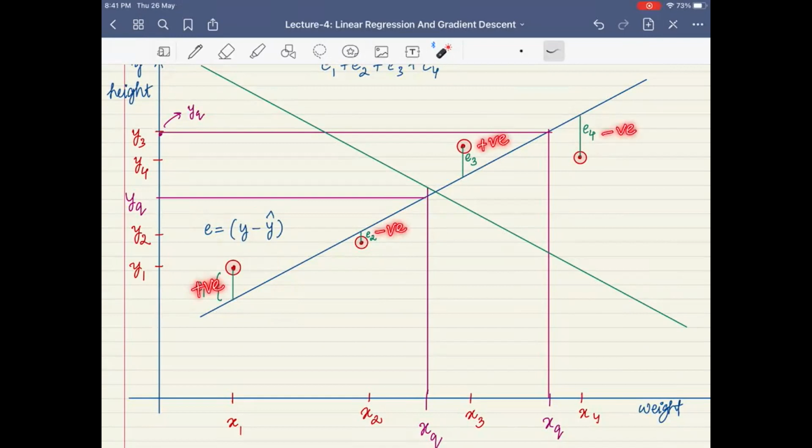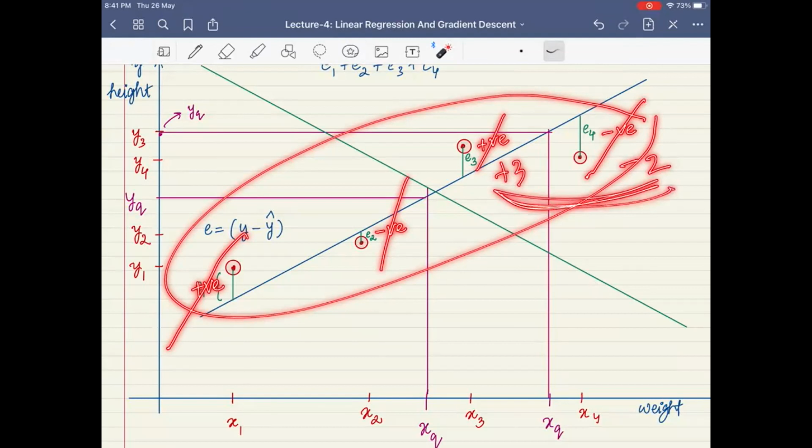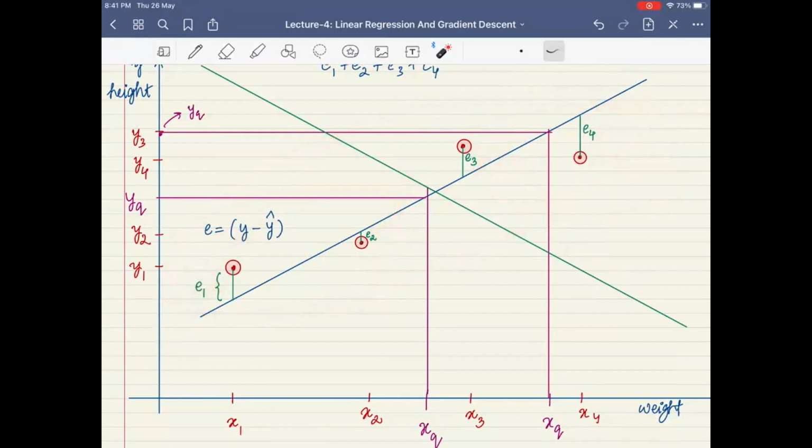Correct? Now, when you sum them up, some of these positives might cancel with the negatives, right? It might not cancel exactly, but if this is like +3 and this is like -2, some part of this is cancelled. 3 minus 2 is 1, right? If some of them are positive, some are negative, and you add them up, you'll reduce it. Some of these errors would get reduced, but that's not something I want, right?